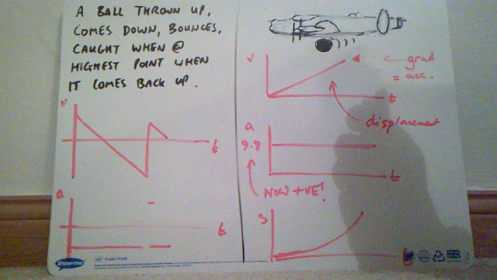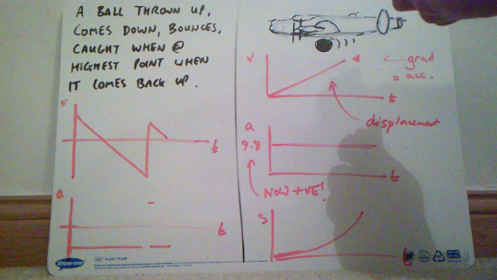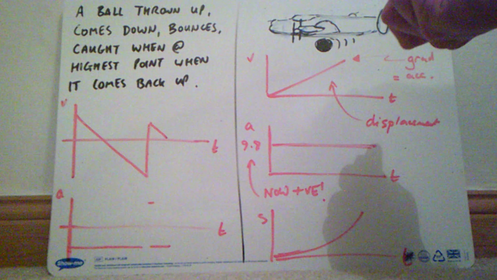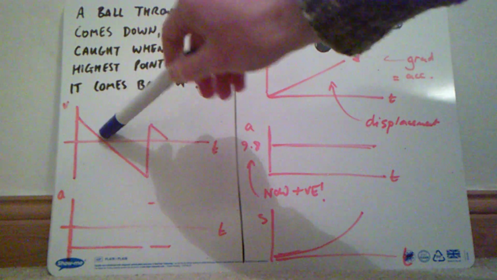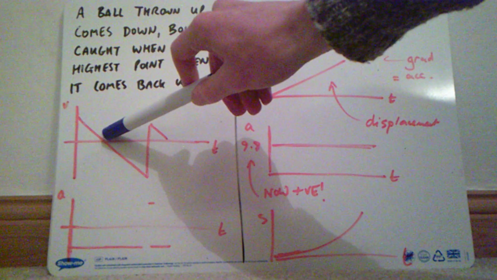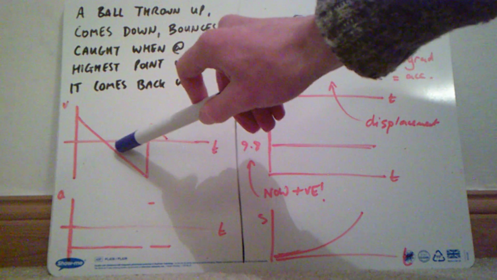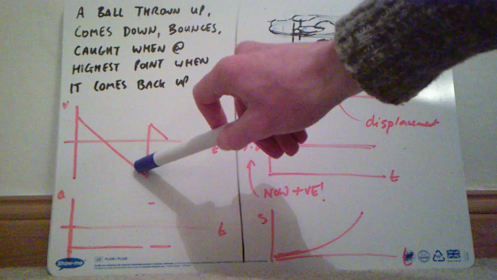The ball leaves the person's hand with, let's say upwards is positive, a fast positive speed. But then as it goes up, it slows down. This is the point of its highest flight. Then it starts speeding up in the opposite direction. It goes past the person's hand and keeps on going down, faster and faster.